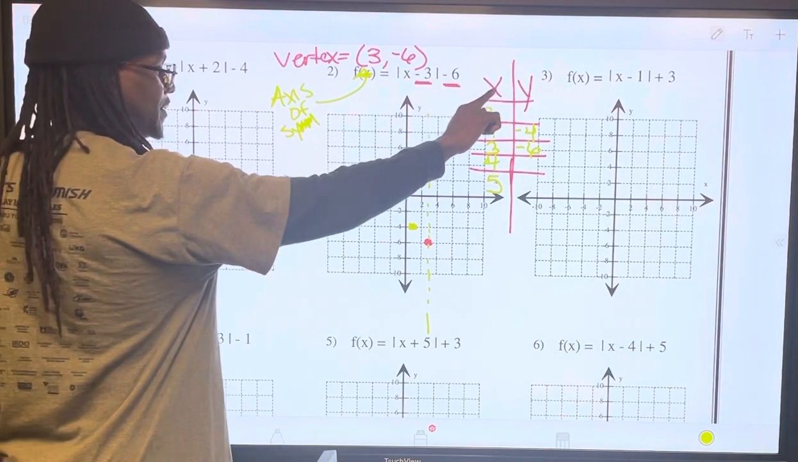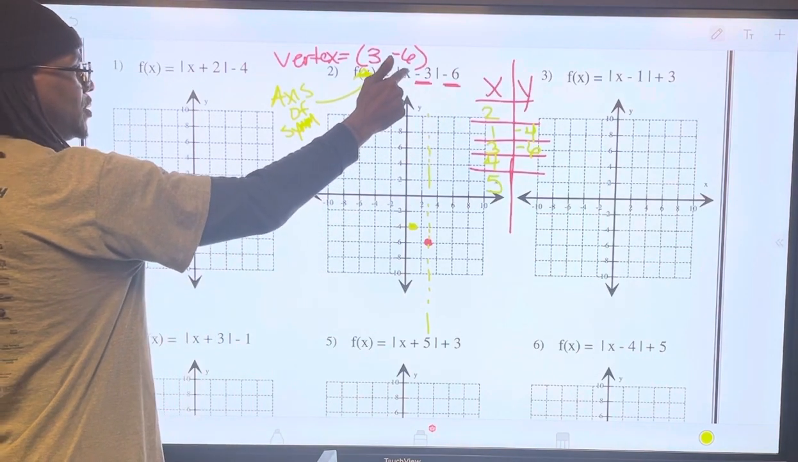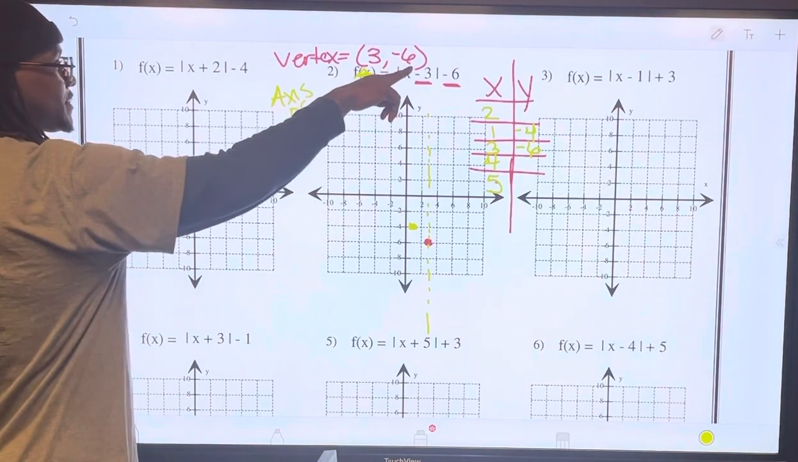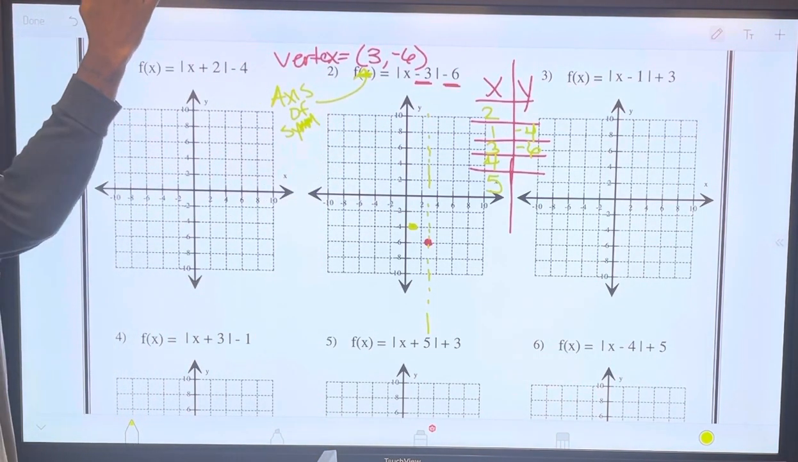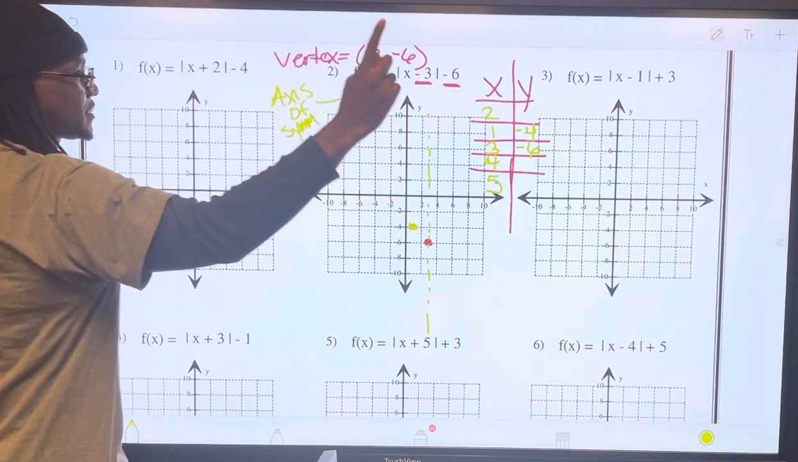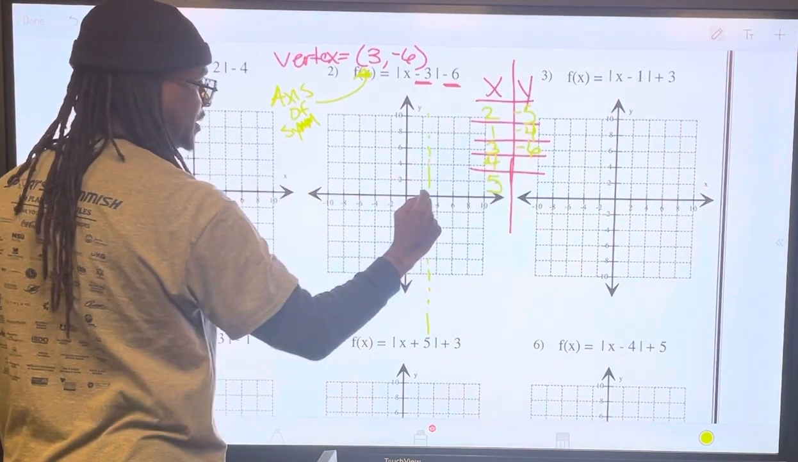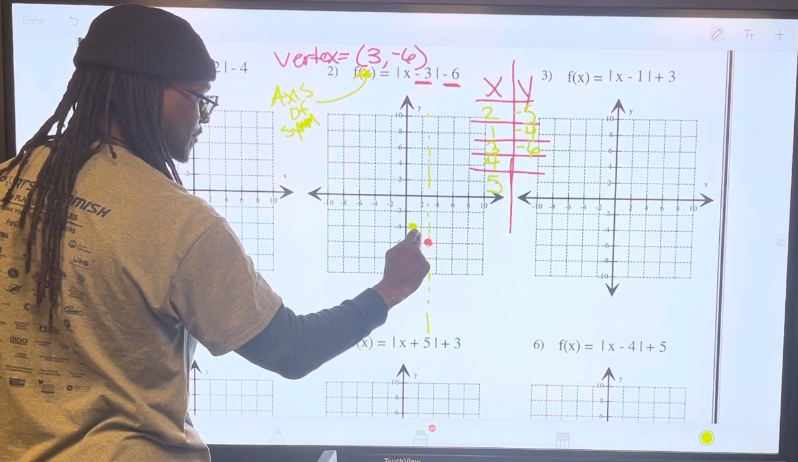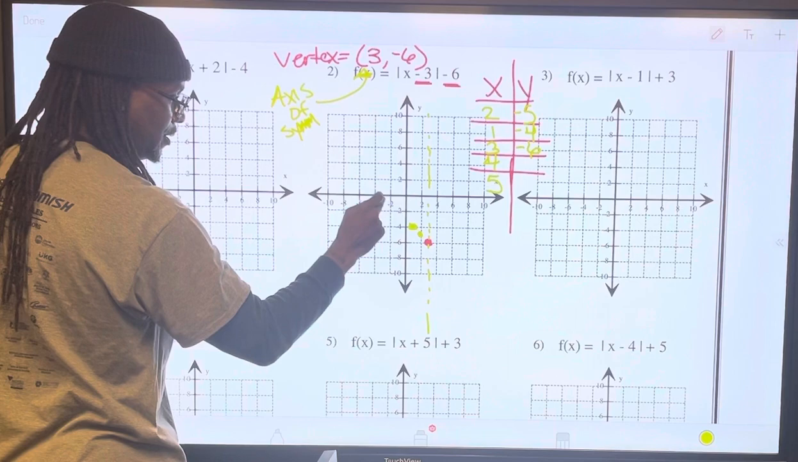I then have the 2's here. Plug in 2. 2 minus 3 is negative 1, but it's inside absolute value, so it comes out as 1, minus 6. So your second point, 2, negative 5, should be here. And here's your line.